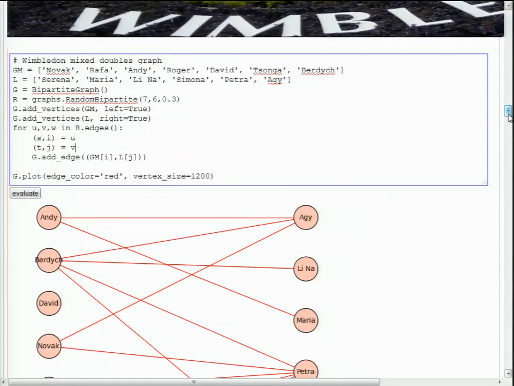You press the evaluate button. It gives you some nonsense. The key line is R equal to graphs random bipartite, 7 on one side, 6 on the other side. 0.3 is the probability of putting an edge between any two vertices. So it generates a random graph. The remaining nonsense is just to make the vertices look like this and not 0, 1, 2, 3, 4. So basically we are generating a random bipartite graph and copying it onto this graph. Whichever edge is in this graph, we copy it to this graph.